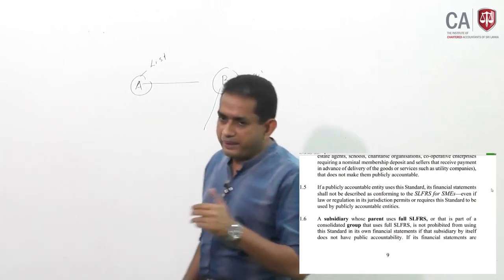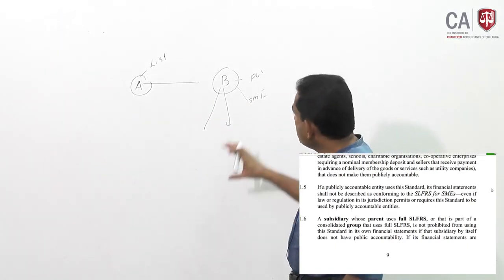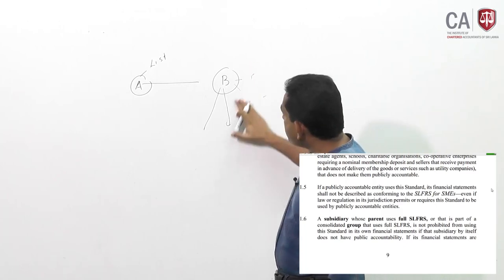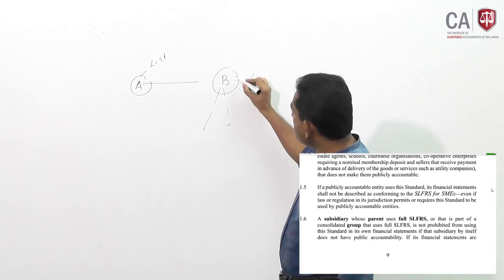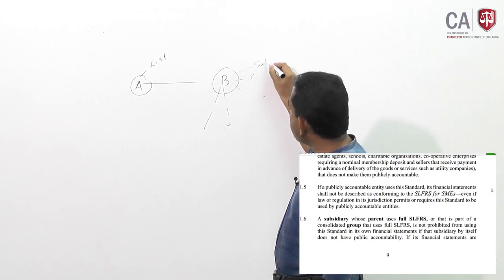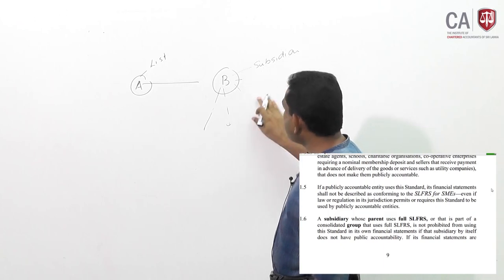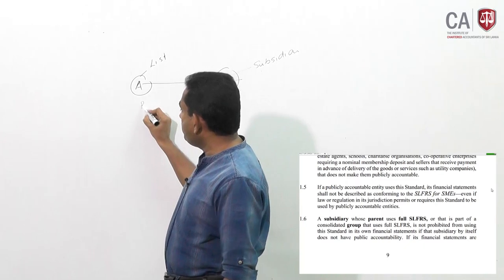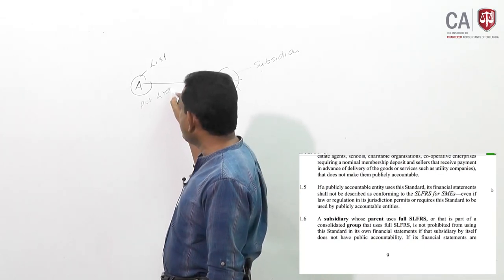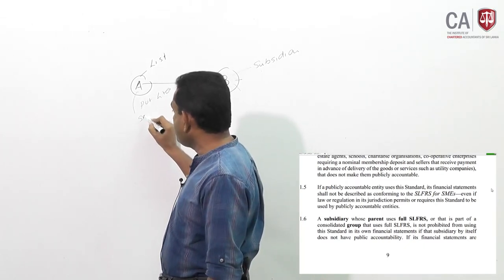Once again, let me take the other way. Company B is a listed company and that does not fall into the category of SME. Company B is the subsidiary company, it is a listed company. So, this is not an SME. Whereas, the parent company is a private limited and falls under the category of SME.